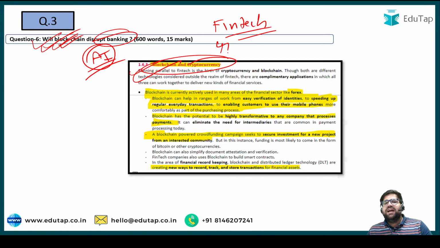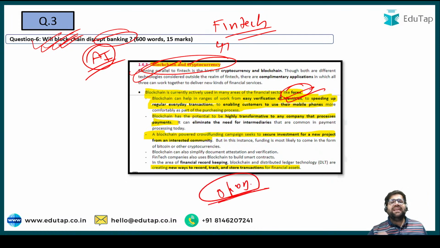We have discussed different components of blockchain, my friends, how blockchain is used in the forex department as well, how blockchain has been used in increasing the speed of banking transactions, and so on and so forth. So again, this is an open question wherein you could write anything related to blockchain first and how it is being used in the Indian banking industry.